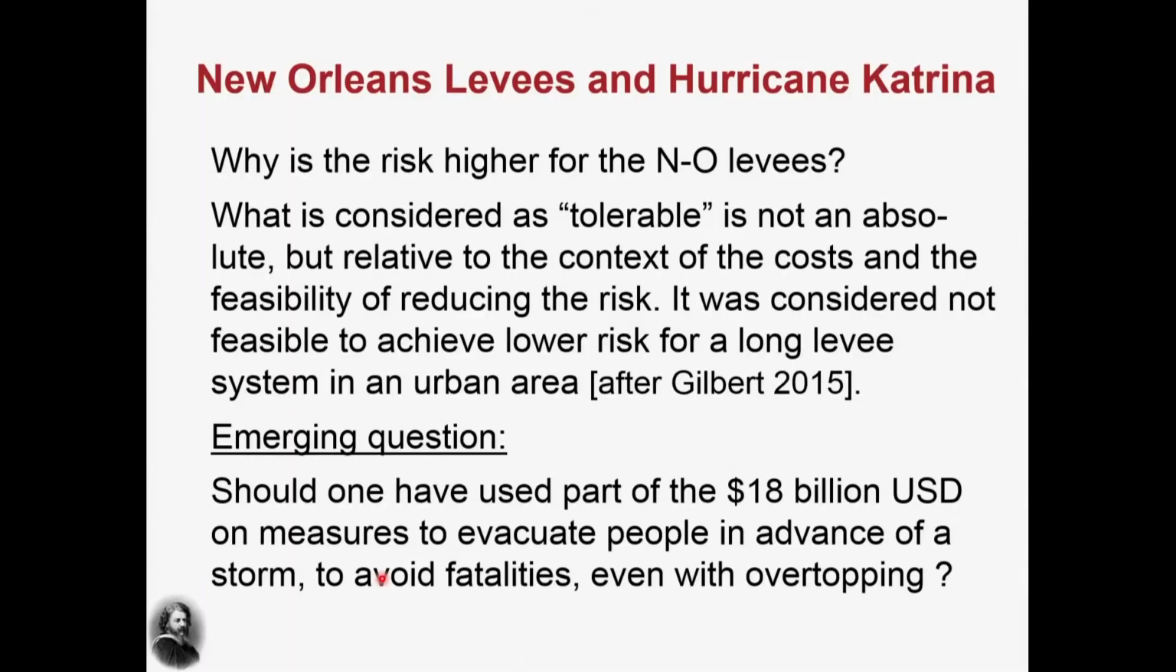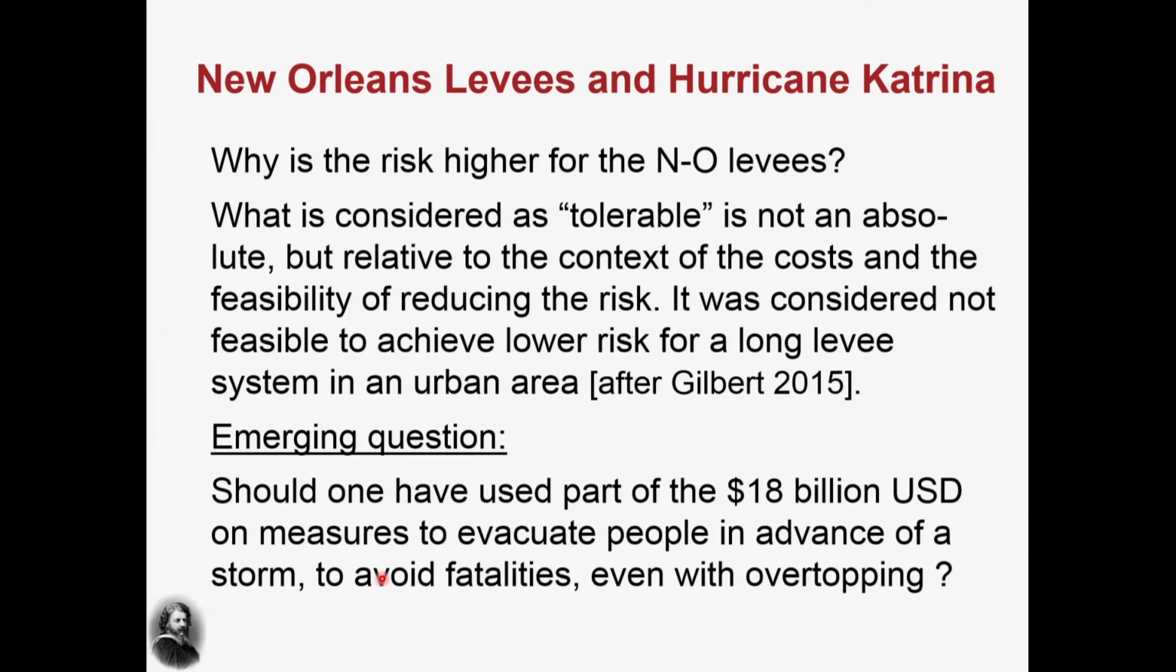which is a much better representation of what it is. So why is the risk higher for the New Orleans levees? What is considered tolerable is not an absolute, but relative to the context of the cost and the feasibility of reducing the risk. And I was not in that study, so I can just report what Bob Gilbert told me. It was not considered feasible to achieve lower risk for a long levee system in an urban area.